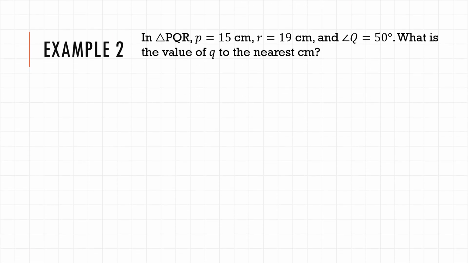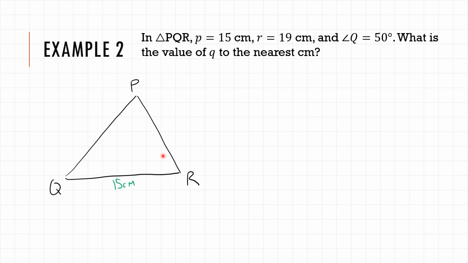PRQ. We have P equals 15 centimeters, R equals 19, and angle Q equals 50 degrees. We're trying to find out what is the value of q to the nearest centimeter. So here I have a triangle for you that's PRQ, where this side, which is side P, is 15 centimeters.